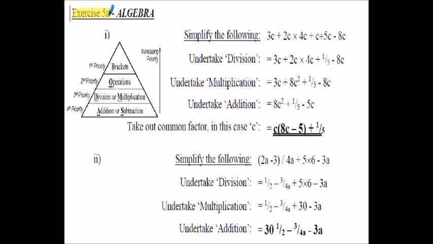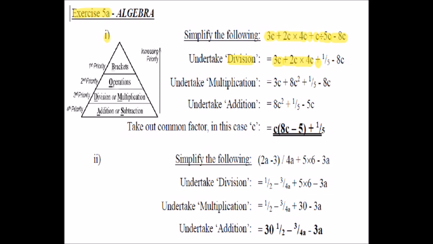So exercise 5a, part 1, we're asked to simplify 3c plus 2c times 4c plus c divided by 5c minus 8c. Now be careful of your BODMAS here. Don't forget the precedence is brackets first, but there are no brackets. Then operations next, such as squares, that kind of function, they're not there. And then next it's division and multiplication. So I've done the division first before I do the multiplication. So looking at the division here, we will get 3c plus 2c times 4c plus then c divided by 5c. Think of that as being 1c.